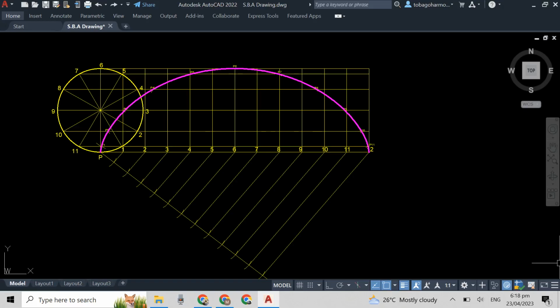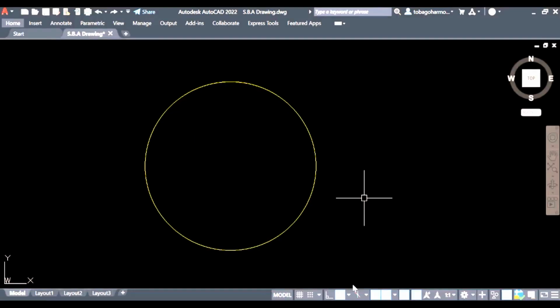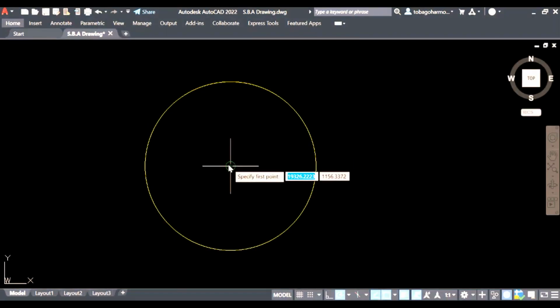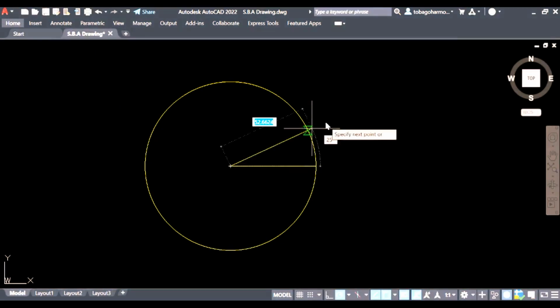Hey everyone, in this video you will learn how to draw a cycloid given the radius of a rolling circle and a point P on its circumference. Okay, so here we have our circle and the radius of our circle is 50 millimeters.